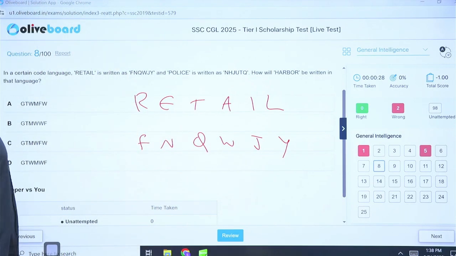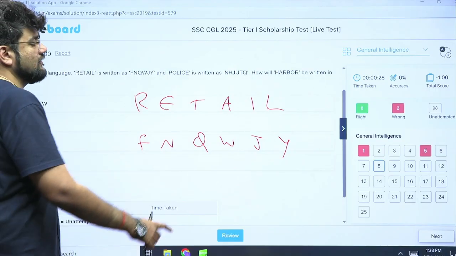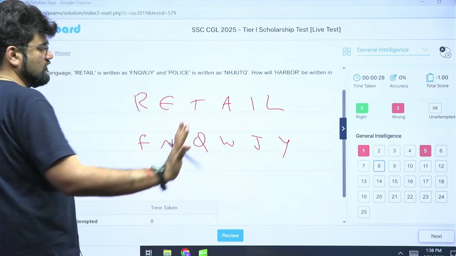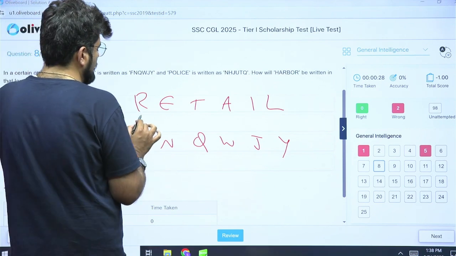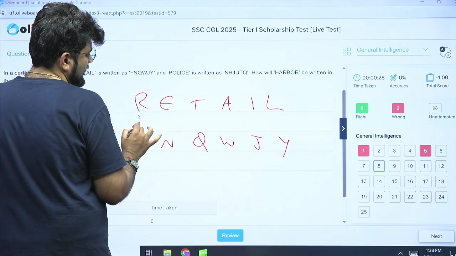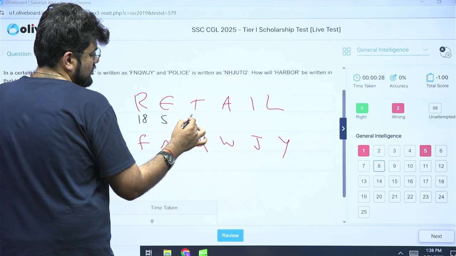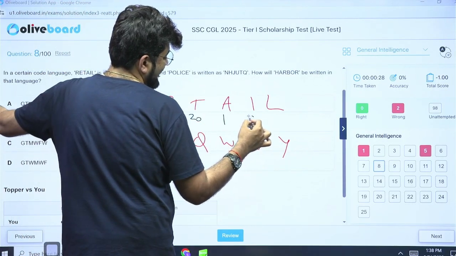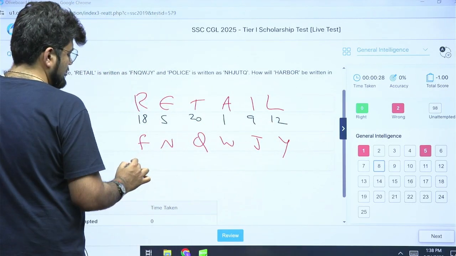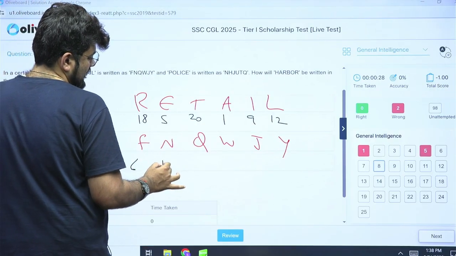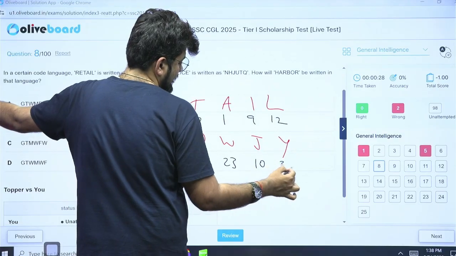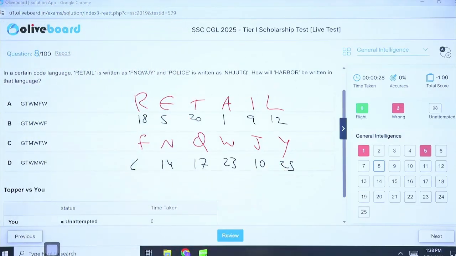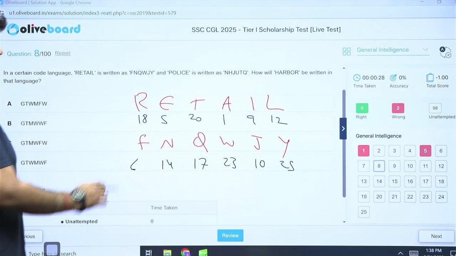Okay, what else can you think? 12, 25, double plus 1. So 9, double, this is 10. So there is no logic here. There is some sort of a movement definitely. To identify that movement, you will say this is 18, this is 5, this is 20, this is 1, this is 9, this is 12, and this is 6, this is 14, this is 17, 23, 10 and 25. Now, if you observe carefully, you might find that 18 minus 1 is 17.